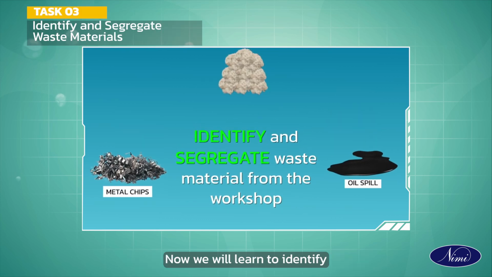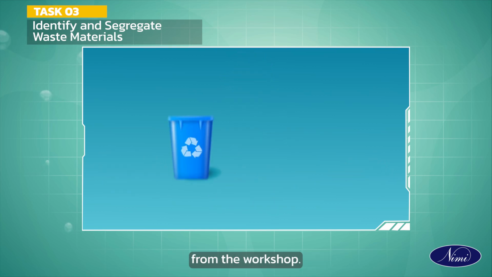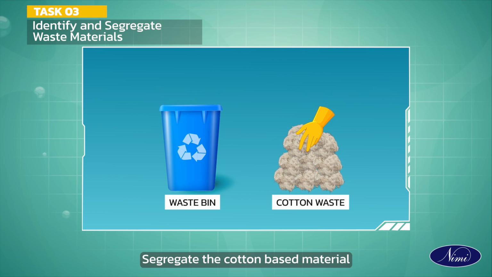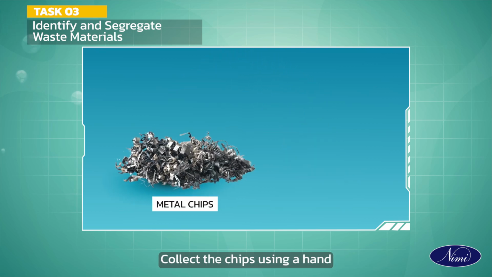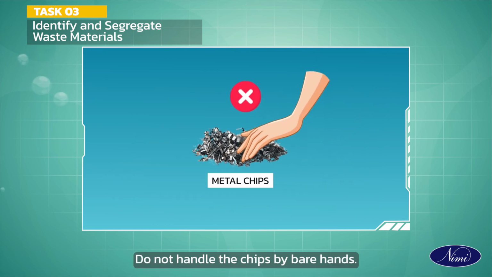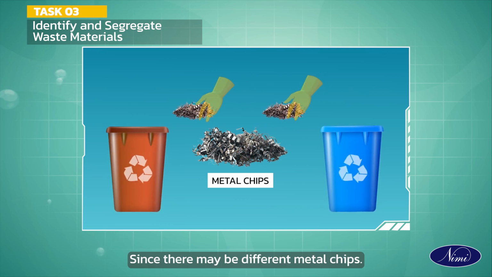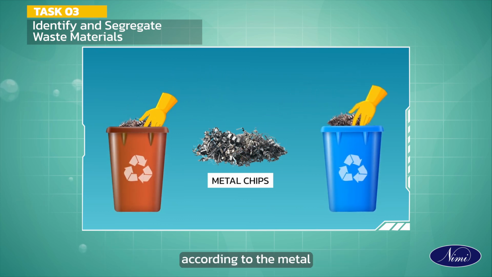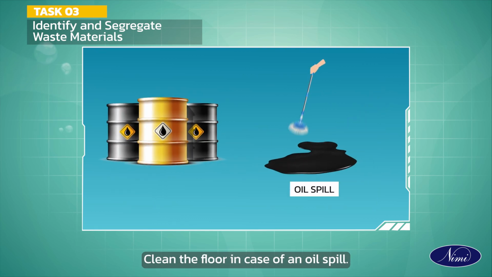Now, we will learn to identify and segregate waste material from the workshop. Segregate the cotton waste material and store it in a separate bin. Collect the chips using a hand shovel and a brush. Do not handle the chips by bare hands. Since there may be different metal chips, separate them according to the metal and store them in separate bins. Clean the floor in case of an oil spill.